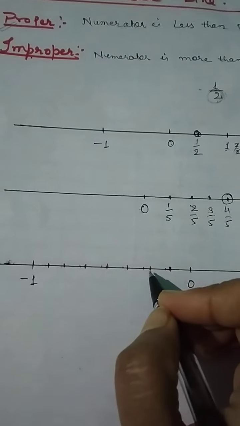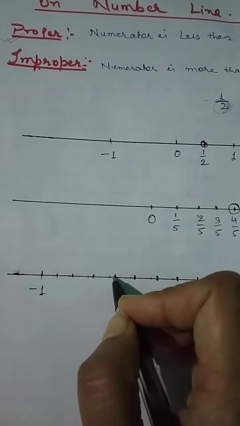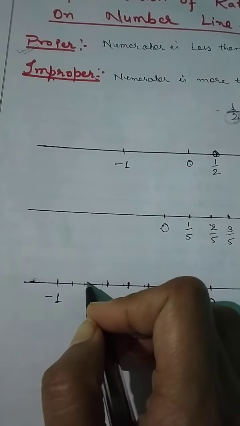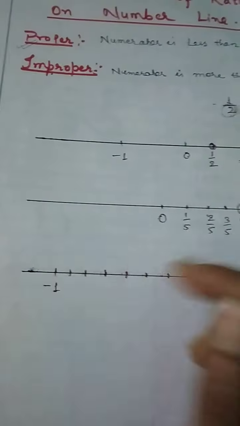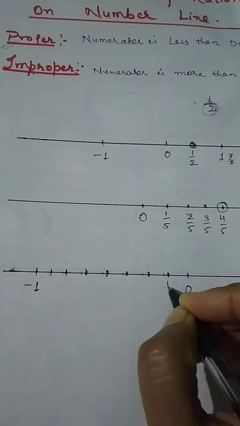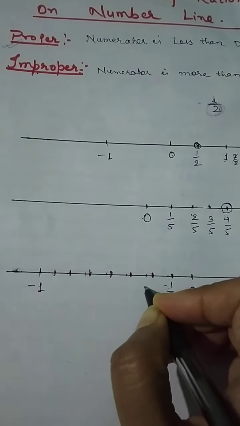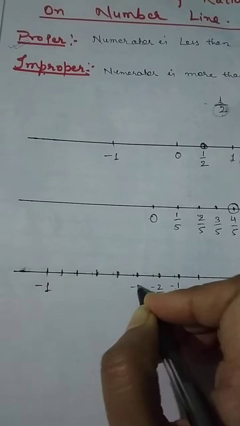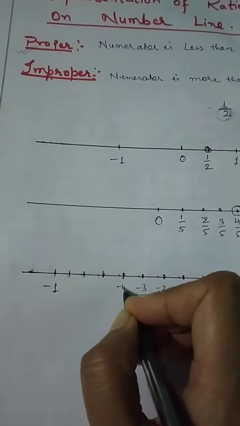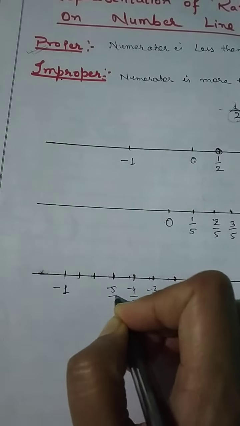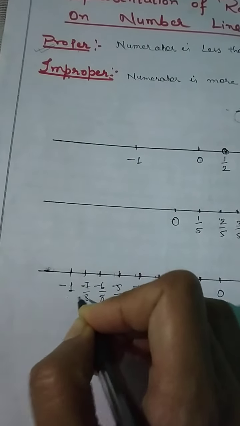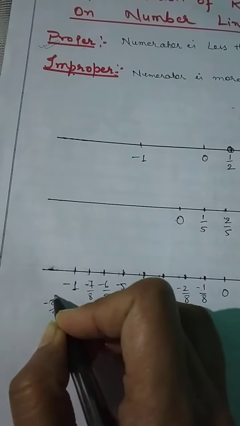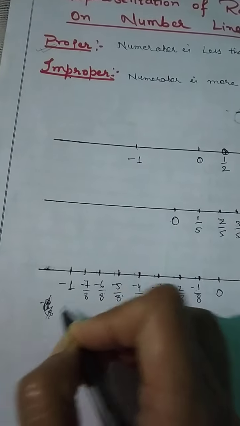1 part, 2, 3, 4, 5, 6, 7 and 8. This segment you have to count. Okay. Now this is called minus 1 by 8. This is called minus 2 by 8. This is called minus 3 by 8. Minus 4 by 8. Minus 5 by 8. Minus 6 by 8. Minus 7 by 8. And this is minus 8 by 8. That will be equal to minus 1.